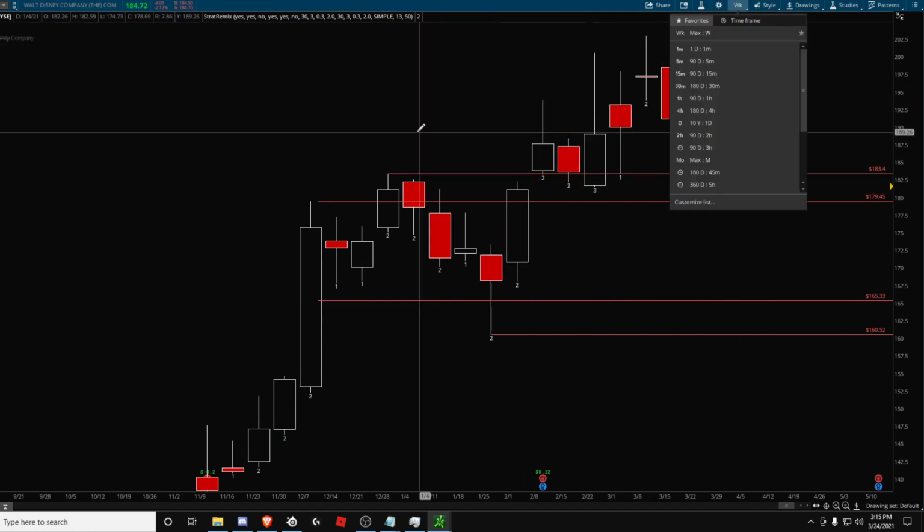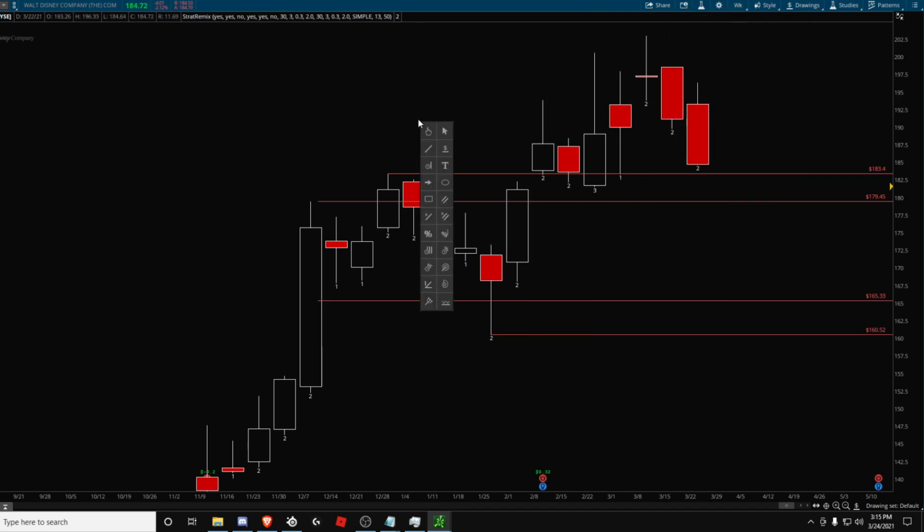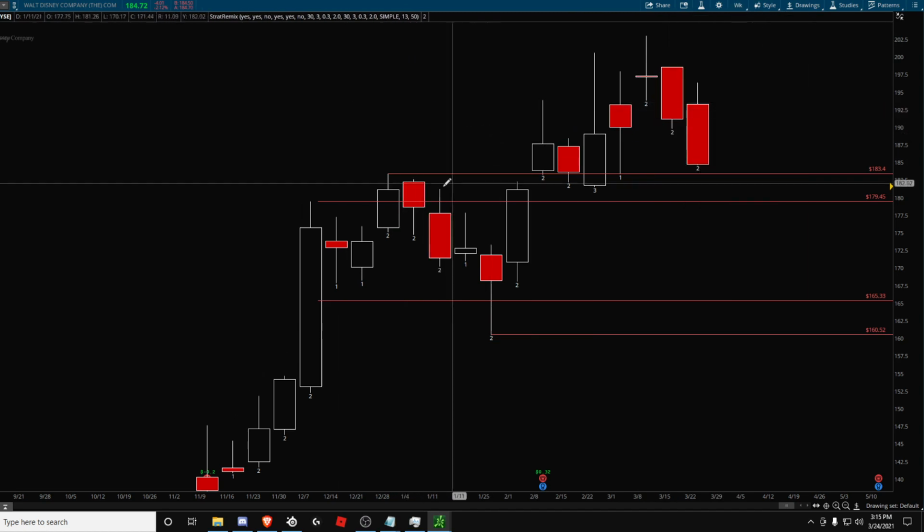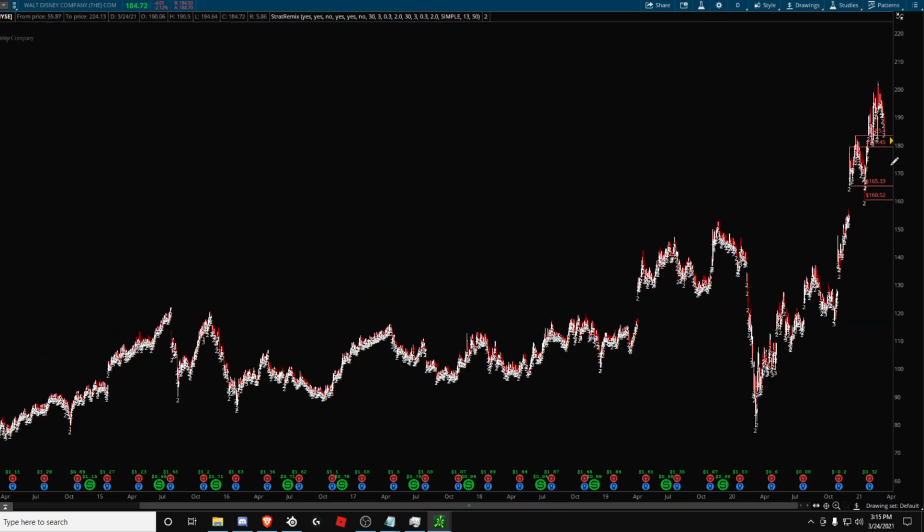Can you middle click with mouse to bring up drawing tools? Works best. Oh, dude, that's awesome. Okay, thank you so much. So let me just go to the daily.